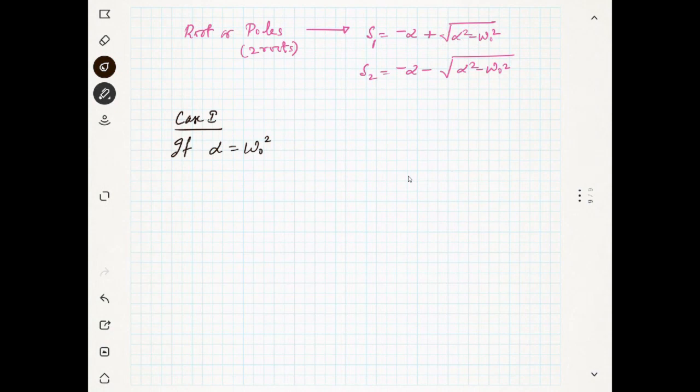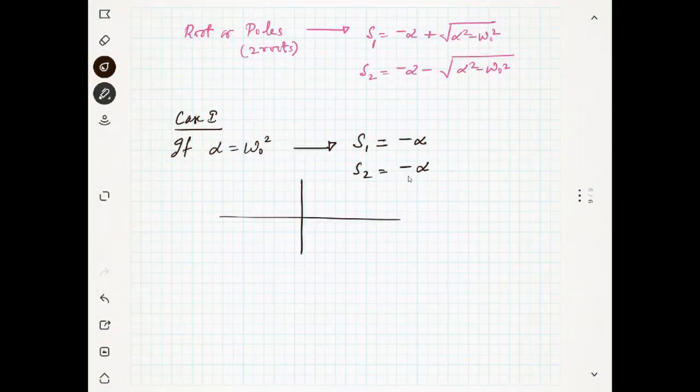No damping. What will be the root of the system? S1 is equal to minus alpha. S2 also will be minus alpha. Am I correct? Minus alpha also. So both roots are at the same position. I can represent it like this. They are real.